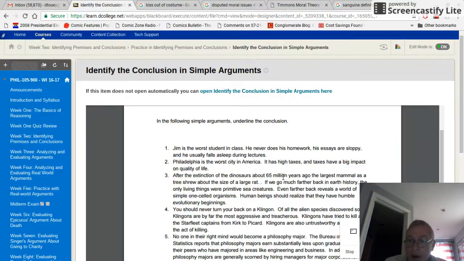It's difficult when we come across real world arguments, as we will when we begin to look at real world editorials, philosophical arguments that we'll be looking at later in the semester. But even in the simplest sort of specimen argument, it's not really an obvious thing. For instance, if we look at number 1 here, Jim is the worst student in class. He never does his homework. His essays are sloppy, and he usually falls asleep during lectures.